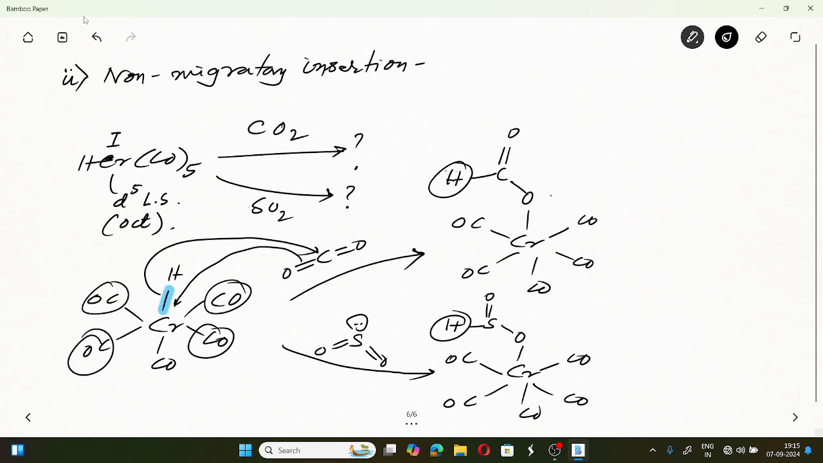এবং in this non-migratory insertion আমরা দেখতে পাচ্ছি initially hydride is one bond away from the metal. Now it is linked to an atom which is two bond away from the metal. So initially the hydride was one bond away from the metal, and now this hydride is linked to an atom which is two bond away from the metal. So in this non-migratory insertion we can say it is a 1-2 non-migratory insertion. ঠিক আছে? বেশ.